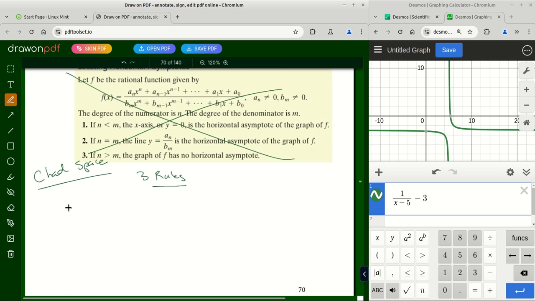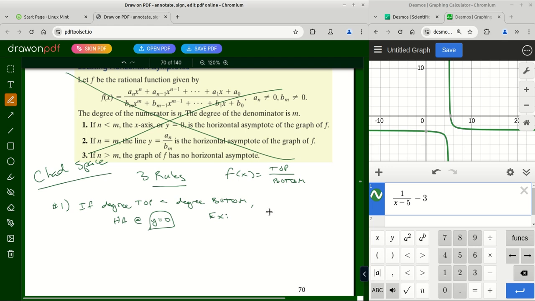So let's go through the 3 different rules for horizontal asymptotes. Rule number 1, and one last thing. I'm always referring to top and bottom, okay? Just remember that. Okay, so if the degree of the top is less than the degree of the bottom, then you have a horizontal asymptote at y equals 0. Like, that's your answer. It's 0. I'm going to do a quick example on the side for each one of these.